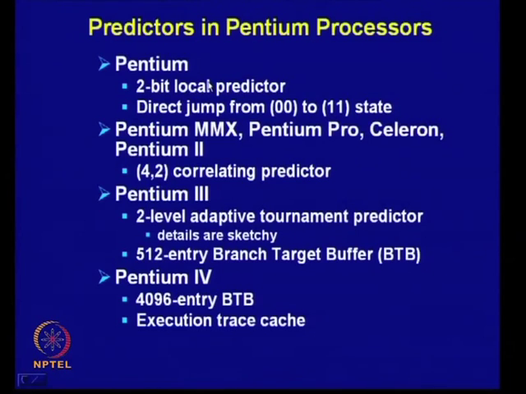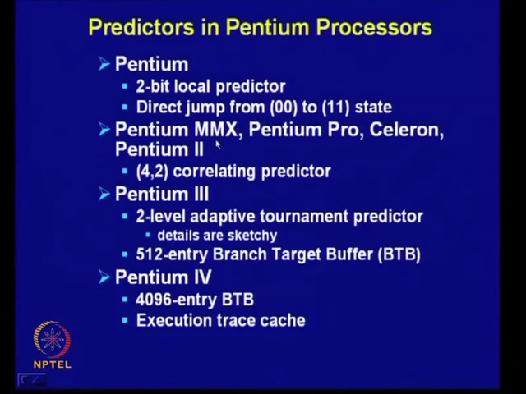Now, let us consider how different types of predictors have been used in different processors. First, we shall consider the case of Pentium processors. You can see the Pentium 2-bit local predictor, with a direct jump from 00 to 11 state. So, a simple 2-bit predictor is being used, but there is some difference from the saturating counter predictor that we have discussed. Here a jump from 00 to 11 is taking place. So, it is a little different from the saturating counter 2-bit predictor that we have discussed.